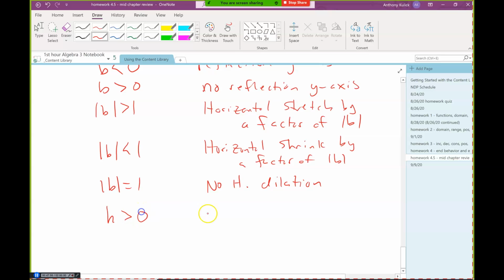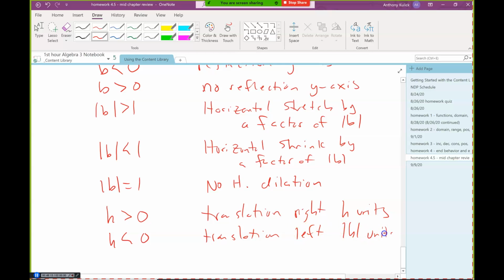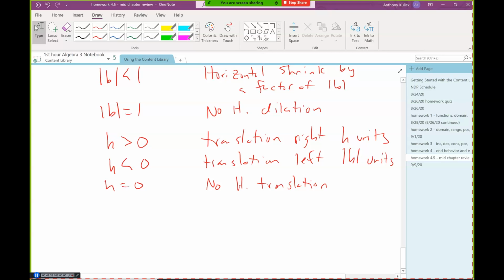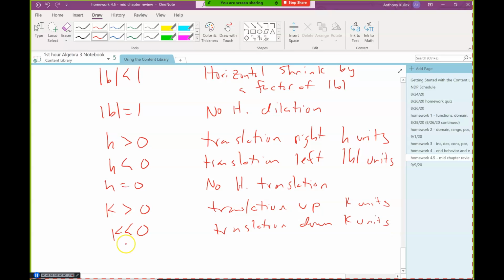Next is H. If H is positive, we're going to have a translation to the right, H units. If H is negative, we'll have a translation to the left, H units. And if it's 0, there's no horizontal translation. So H is in charge of only one thing, whether you're translating left or right. And the last one is K. If K is positive, we have a translation up K units. If K is negative, we have a translation down K units. And if K is 0, we have no vertical translation.